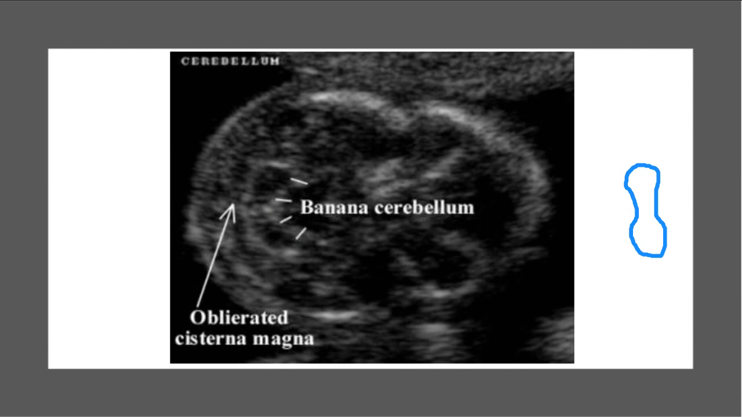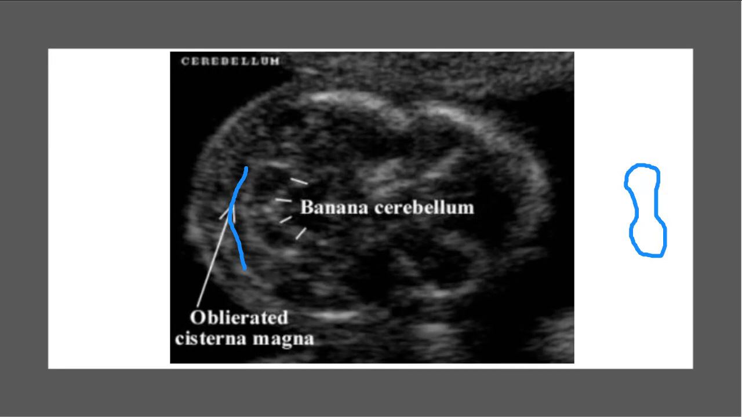Now, if we look behind it, Arnold-Chiari doesn't have fourth ventricle dilation, so we're not going to see an enlarged fourth ventricle, but we don't have our cisterna magna. We have no fluid behind that cerebellum, right? There's nothing here. So this is saying, okay, something abnormal is going on. And then also, if we were to imagine this banana cerebellum wasn't written on here, we would be able to see that we would be very low in the baby's head.